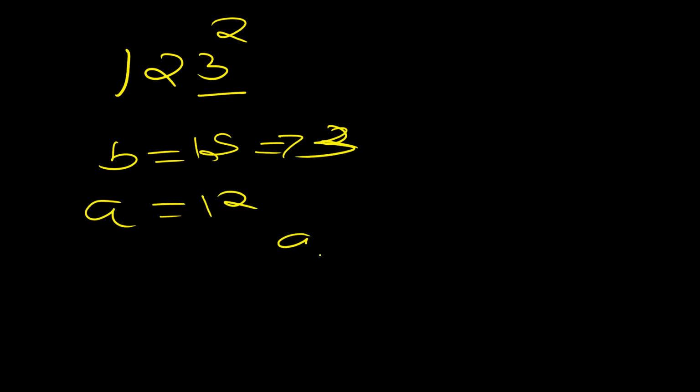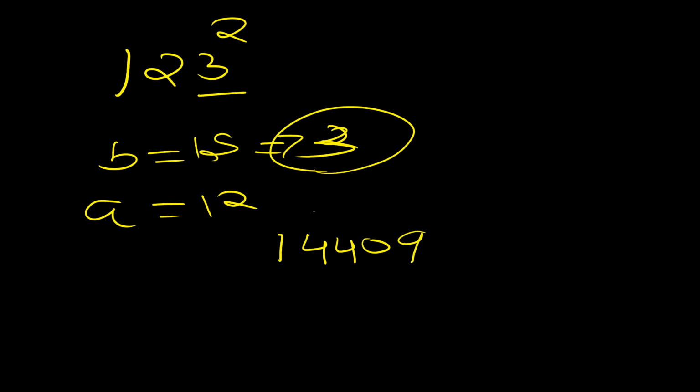I'm supposed to write it in the format of A square, B square, and 2AB. This is my format. Now I'm going to write this in this format. First, A is 12, so 12 square is 144. Next, B is 3, so 3 square is 09.